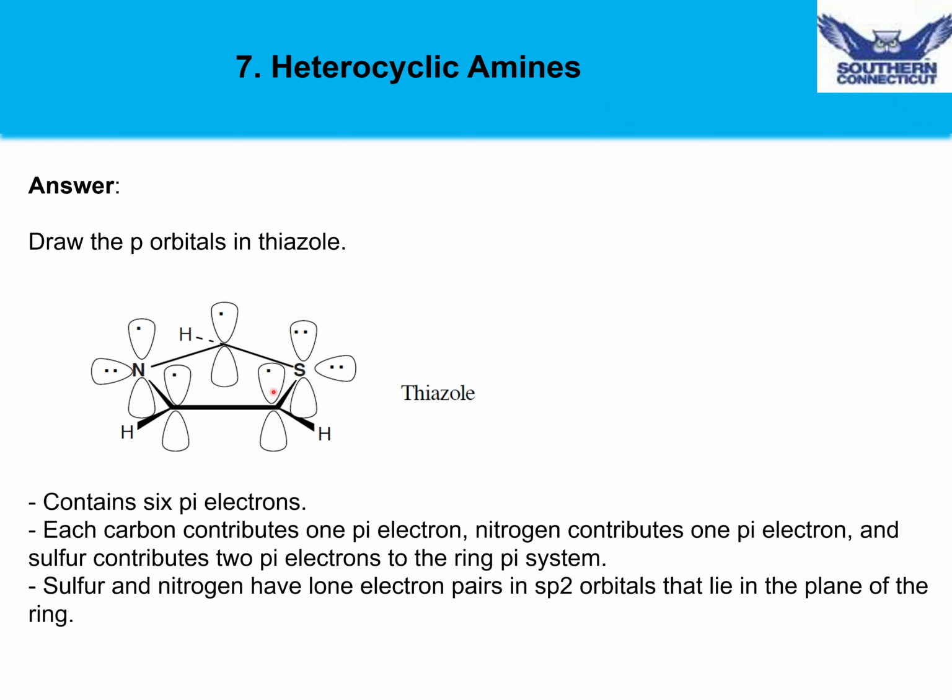The sulfur also has a lone pair in an sp2 orbital that would not be aligned with the pi cloud around this ring. The nitrogen will also have a lone pair that is part of an sp2 orbital that will also be perpendicular to the pi cloud of this compound.